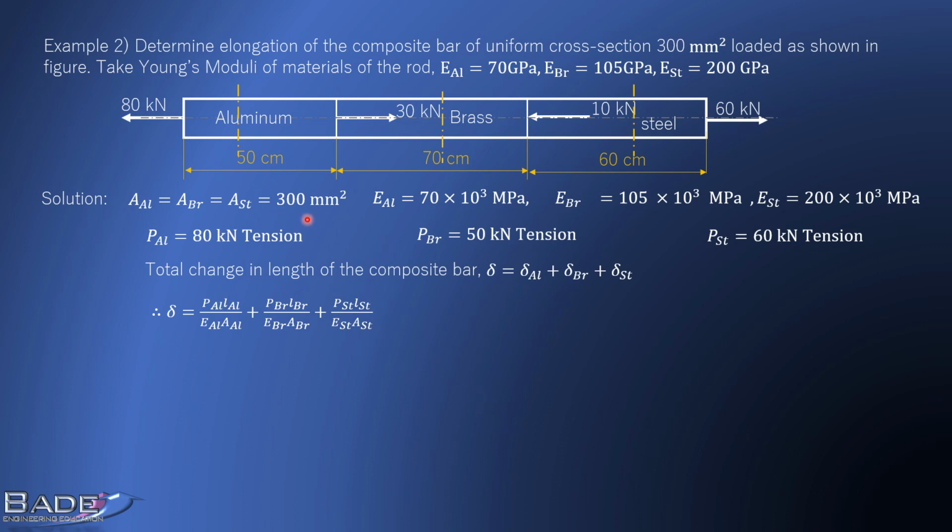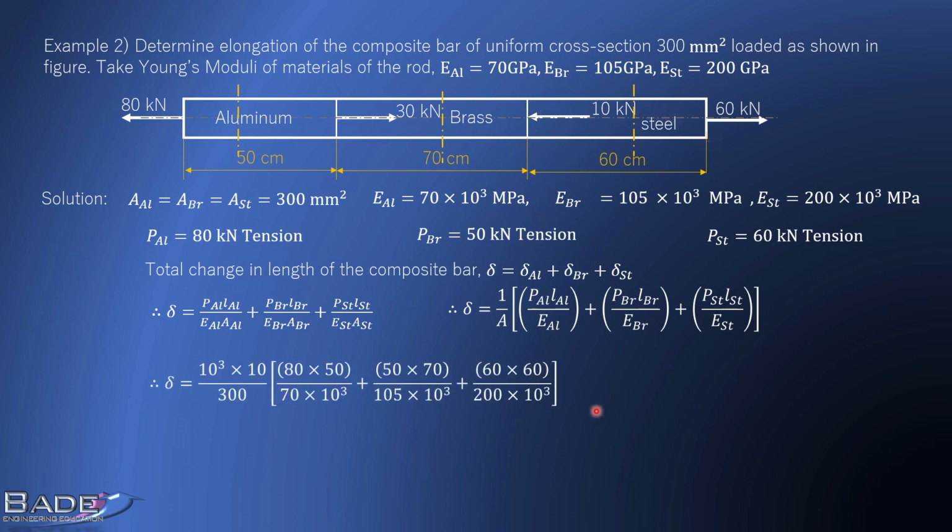Now the common term is the area value. So I have written area outside the bracket and I am going to put the other values inside the bracket. First portion is in tension, second portion is also in tension, and third portion is also in tension. It means all these three bars are in elongation. Okay, let's proceed. So I've substituted the values: 300 unit is millimeter square, correct. Young's modulus in Newton per millimeter square of aluminium, Young's modulus of brass and Young's modulus of steel.